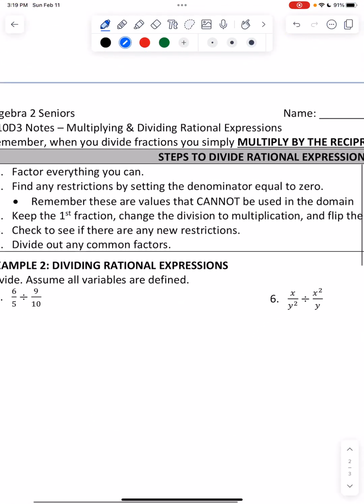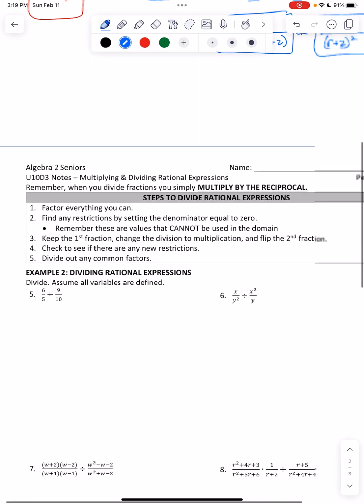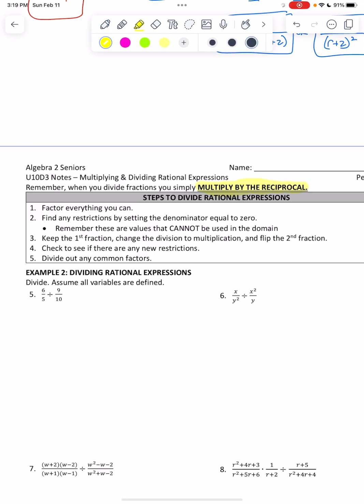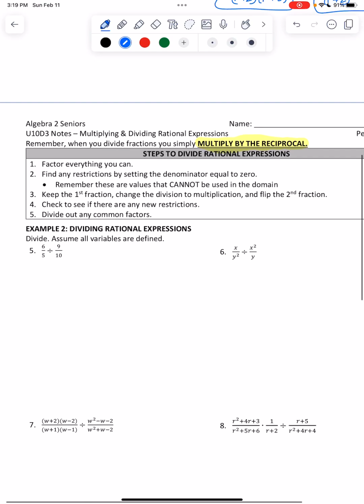Now, division, okay? When we divide fractions, remember what we do is we turn it into a multiplication problem. So we multiply by the reciprocal when we divide fractions, right? So just like we did before, factor everything you can. Find restrictions. We're not going to worry about restrictions here. Then it says keep the first fraction, change the division to multiplication, and flip the second fraction. So that's where that reciprocal comes in. Check for new restrictions, but again, we're not going to worry about restrictions. And then divide out any common factors.